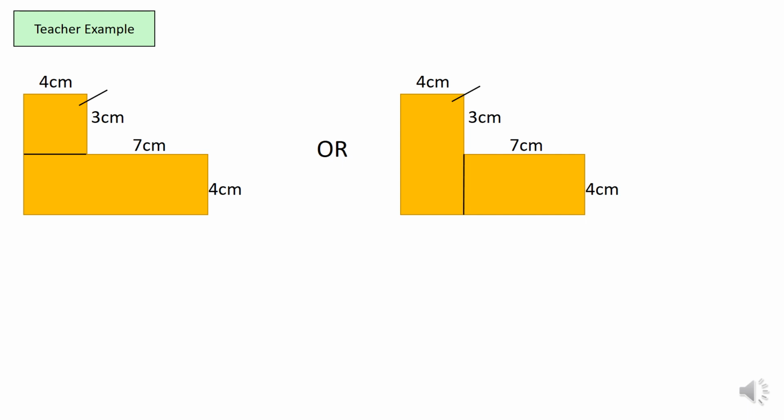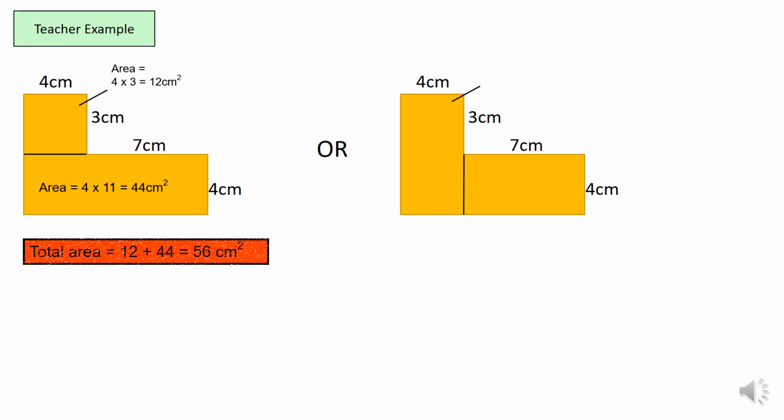If you notice, the area of each of those rectangles will not be the same. So the area of this little rectangle in the corner is going to be 4 times 3, which is 12 centimeters squared, and the area of the big rectangle is 4 times 11, which is 44 centimeters squared. And obviously we could just add those together, which will give us 56 centimeters squared.